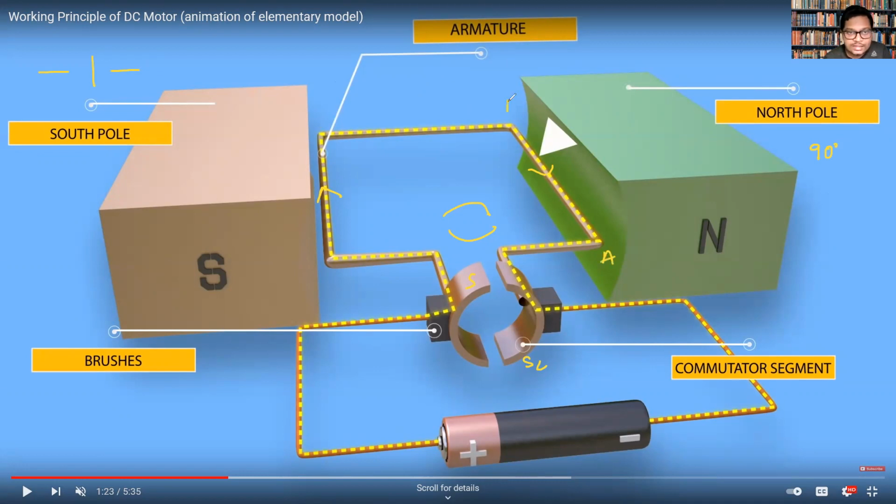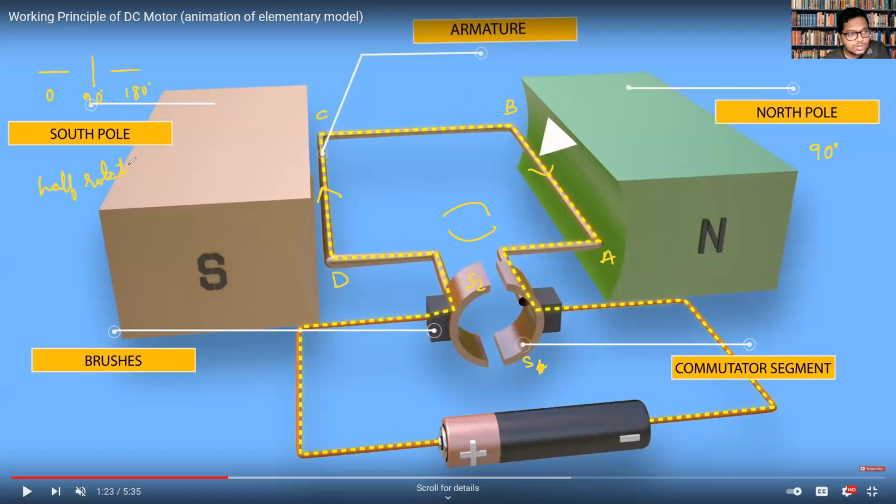This will be A, this will be B, this will be C, and this will be D. So that means this is 0 degree, this is 90 degree, this is 180 degree. That means now we have S1 over here and S2 over there. Okay, the coil has turned 180. Now 180 degree is also called half rotation.